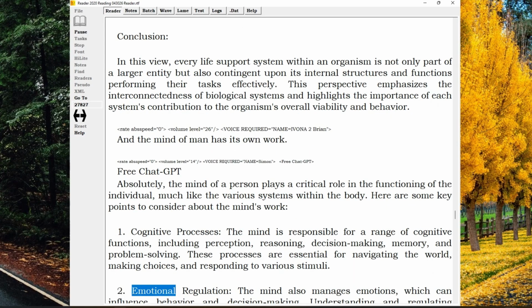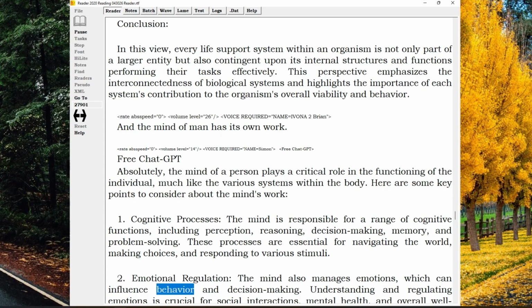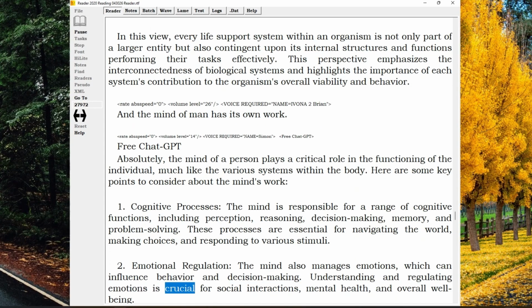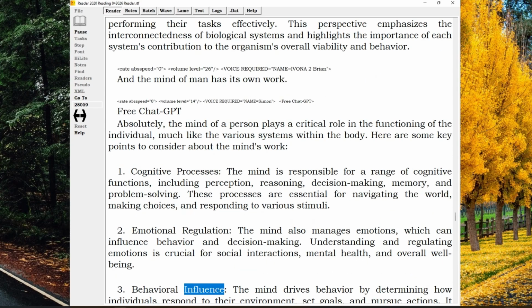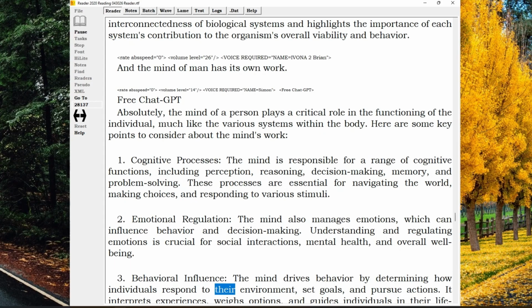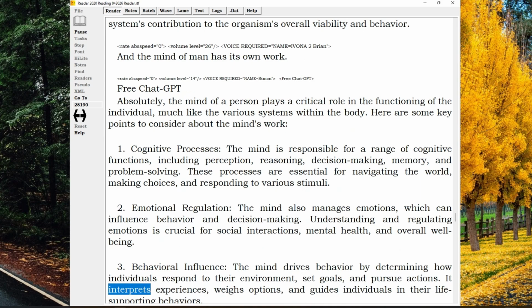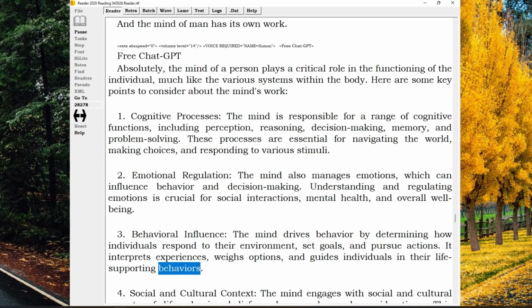2. Emotional regulation. The mind also manages emotions, which can influence behavior and decision-making. Understanding and regulating emotions is crucial for social interactions, mental health, and overall well-being. 3. Behavioral influence. The mind drives behavior by determining how individuals respond to their environment, set goals, and pursue actions. It interprets experiences, weighs options, and guides individuals in their life-supporting behaviors.